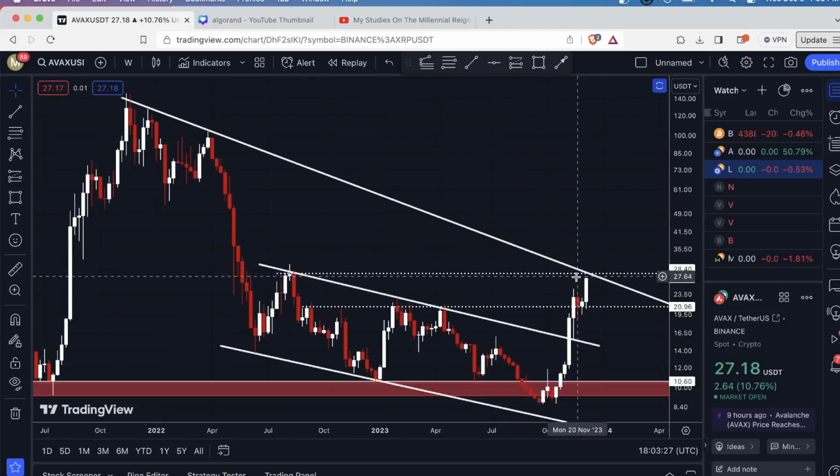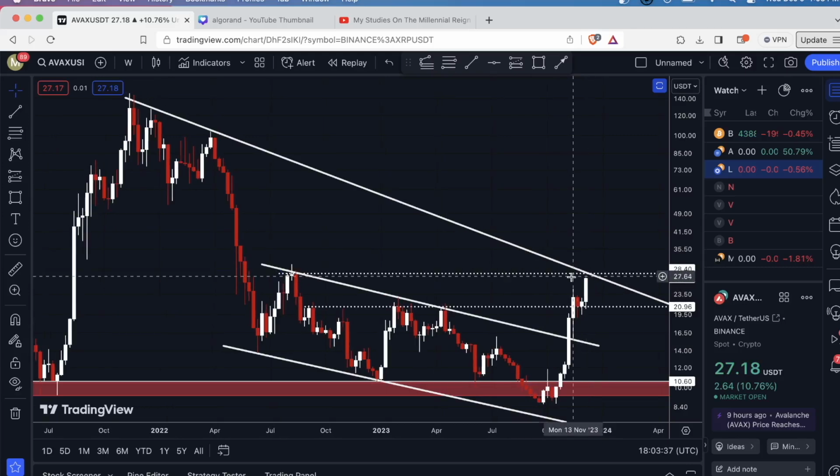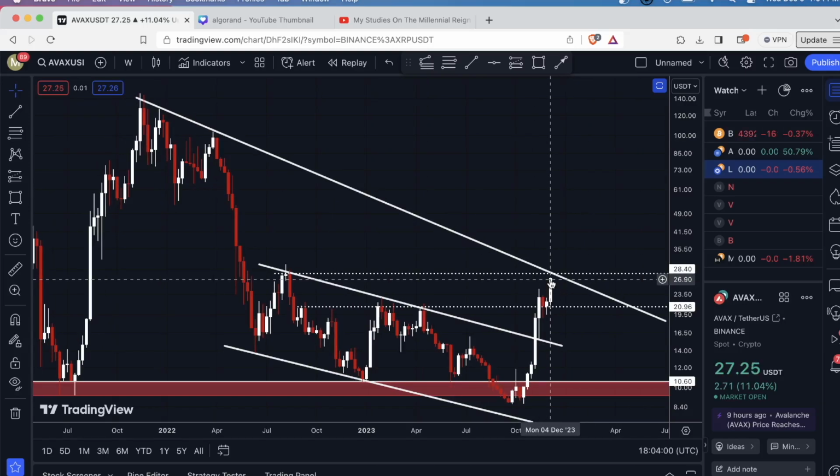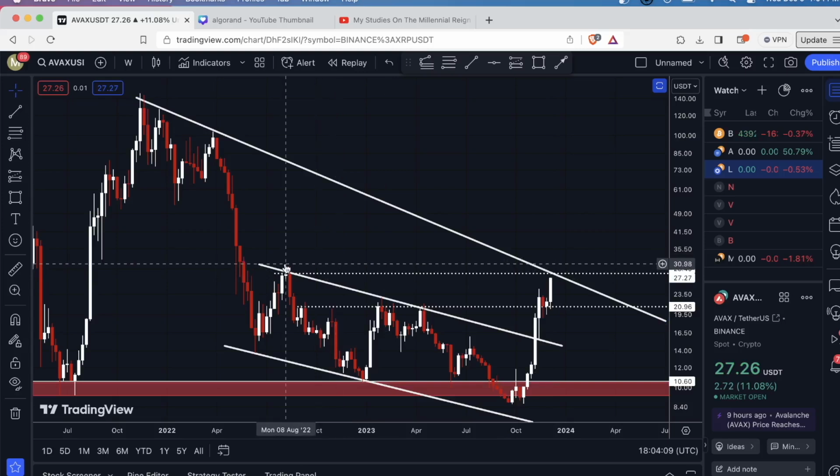Okay, so you see that we're at a confluent level of resistance. Again, this horizontal resistance and this downsloping level of resistance at around $28.50. So the question becomes, how would we play this? Now, personally, I wouldn't look to enter a long right here. If I had to enter a trade on Avalanche right now, it would be a short position with a stop loss above the resistance levels and also a stop loss above this previous wick. And my target on that would be this support level.